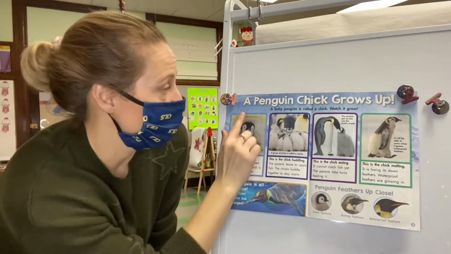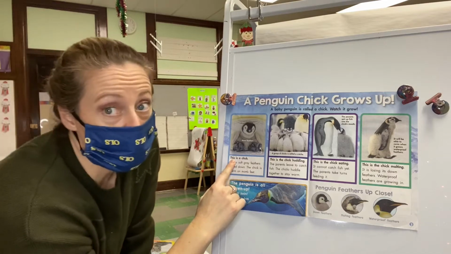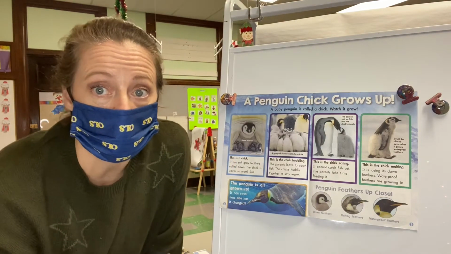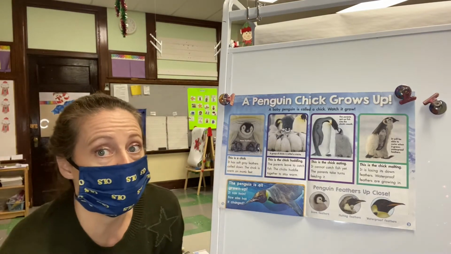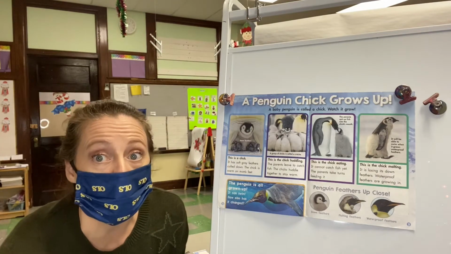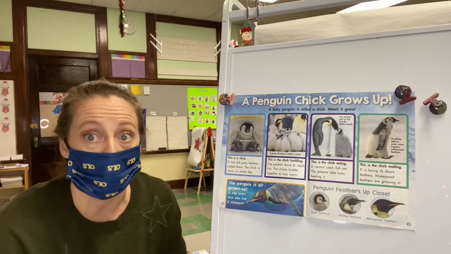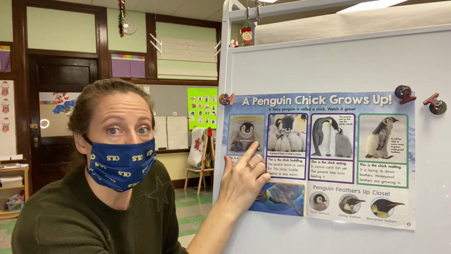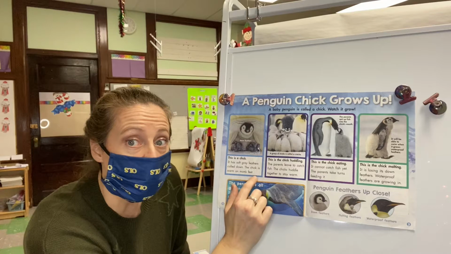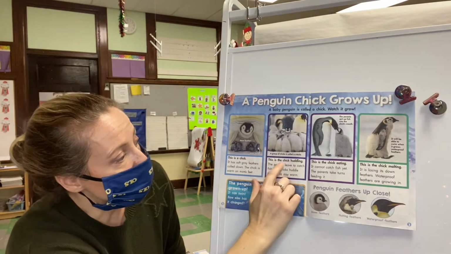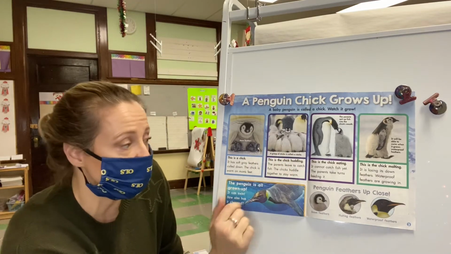So here is how a penguin chick grows up. This is the chick. So that's what the little baby bird is called. It has soft gray feathers called down. You might have a pillow that's made out of feathers and it's called a down pillow. That's their little soft feathers. The chick is warm on his mom's feet. This is the chick huddling. He's in the middle of a whole bunch of other chicks.